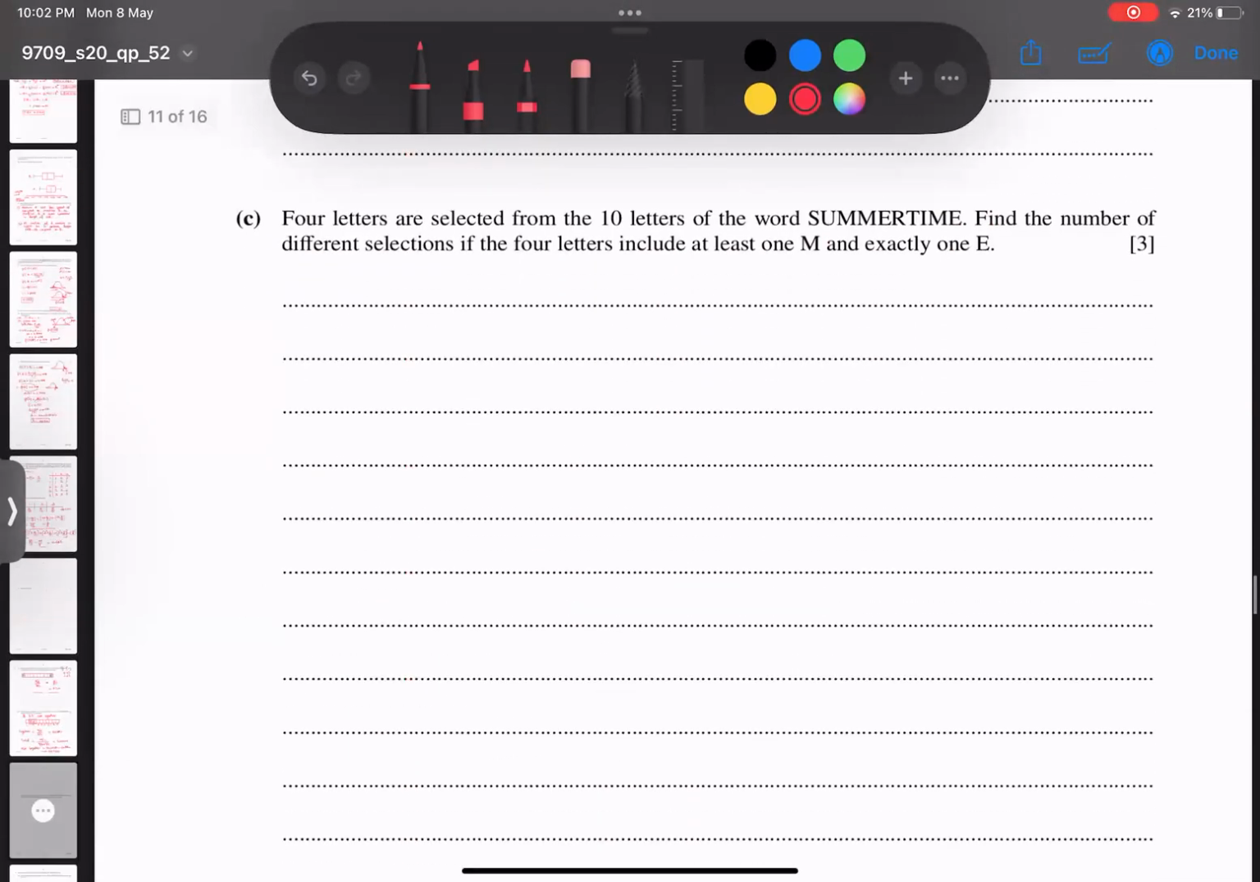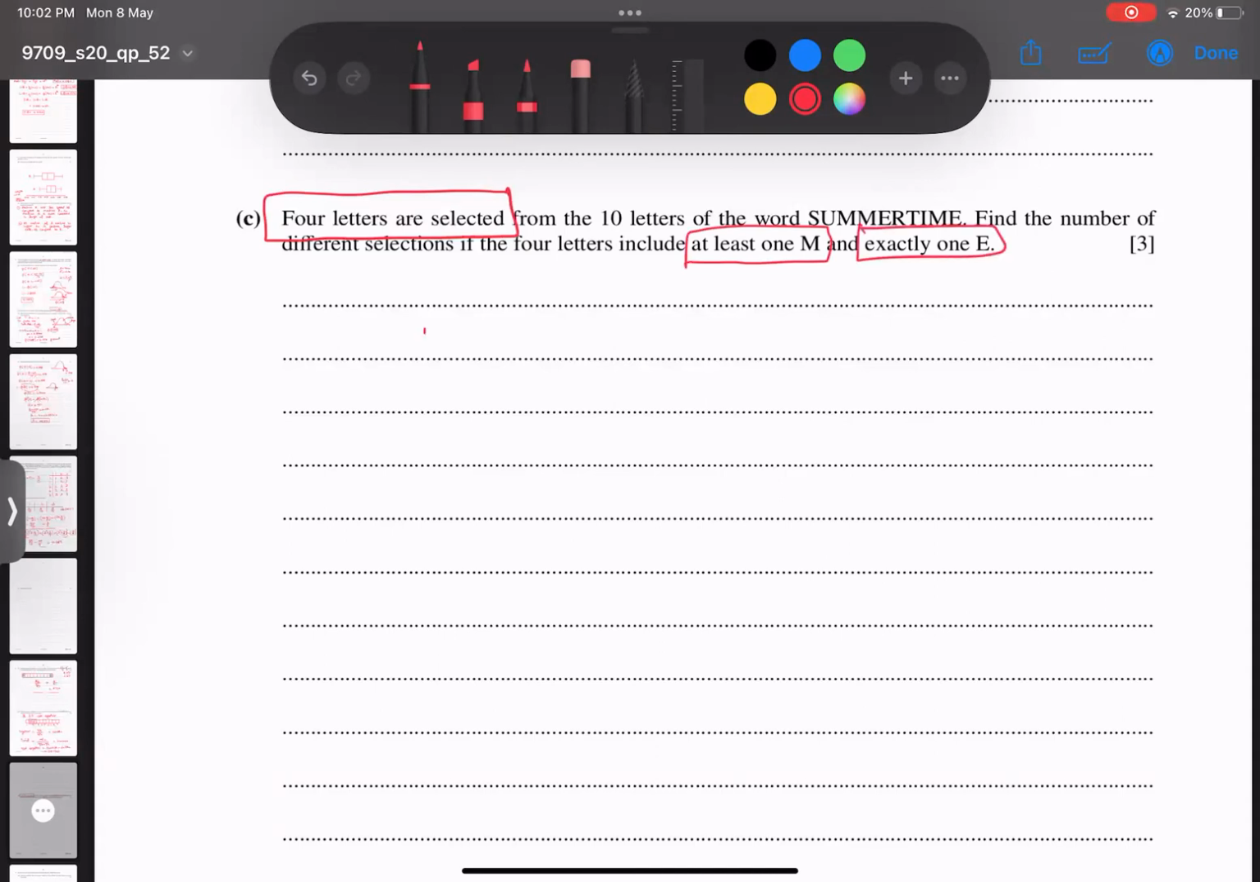Okay, 4 letters are selected. Keep in mind, 4 letters are selected from the word SUMMERTIME. Find the number of selections if the 4 letters contain at least one M and exactly one E.